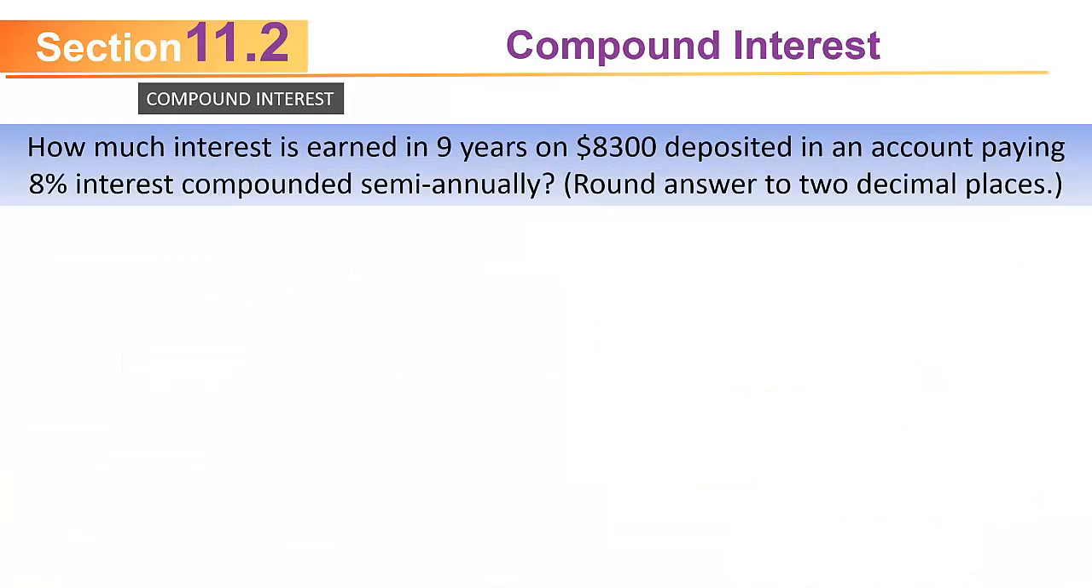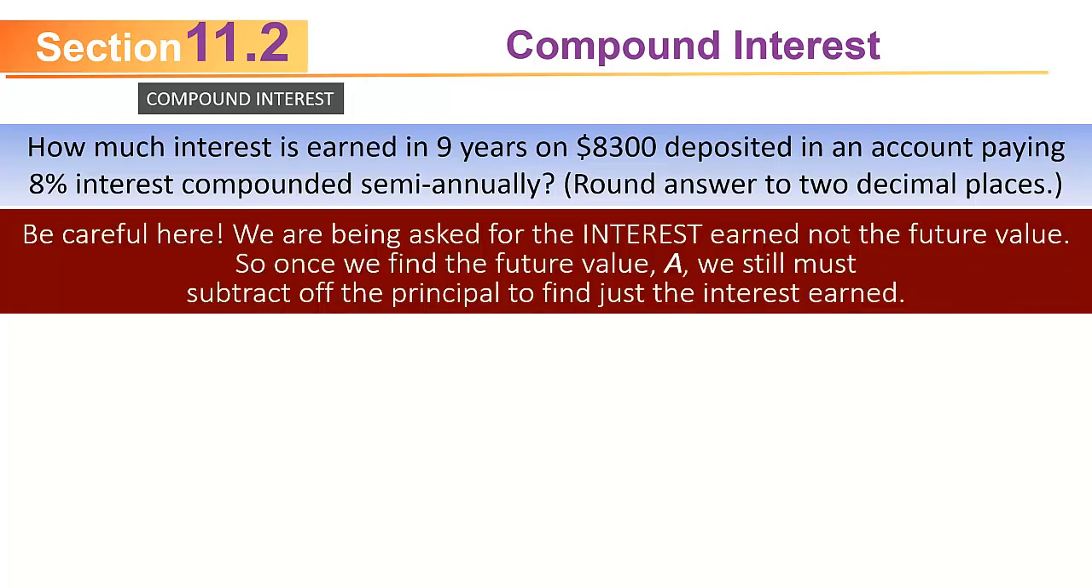Let's try another. How much interest is earned in 9 years on $8,300 deposited in an account paying 8% interest compounded semi-annually? And then we'll round the answer off to 2 decimal places. Be careful here, though, because what you're being asked for is the interest earned and not the future value. The formula that I just gave you to calculate for compound interest is for A. A is the future value, and we only want the interest.